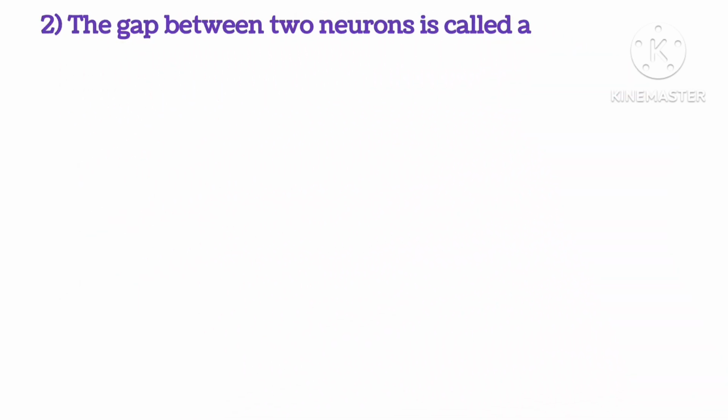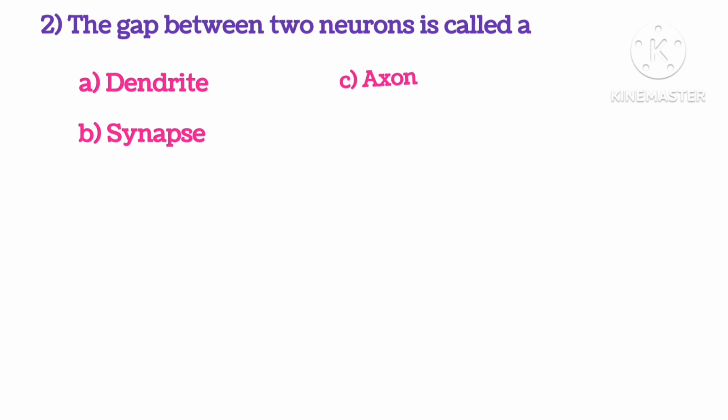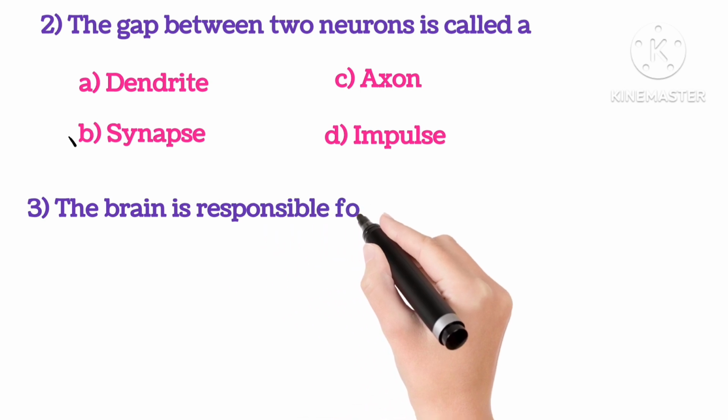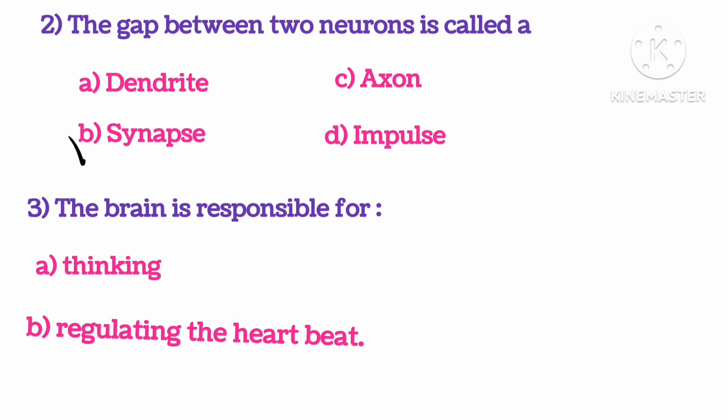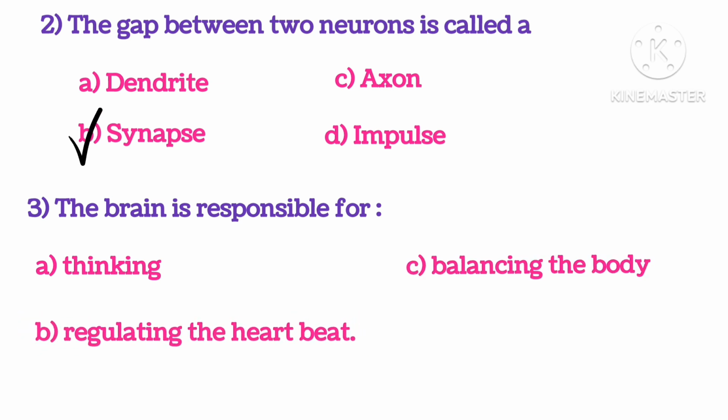Second, the gap between two neurons is called A. dendrite, B. synapse, C. axon, or D. impulse. The correct option is B. synapse. Third, the brain is responsible for A. thinking, B. regulating the heartbeat, C. balancing the body, or D. all of the above. The correct answer is D. all of the above.